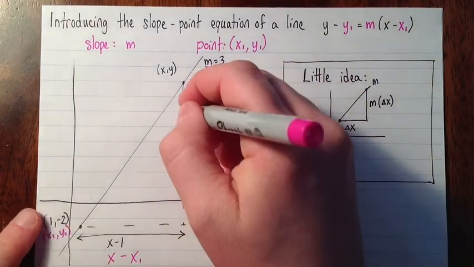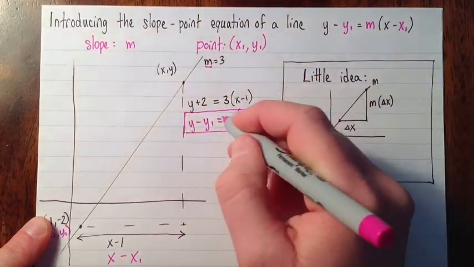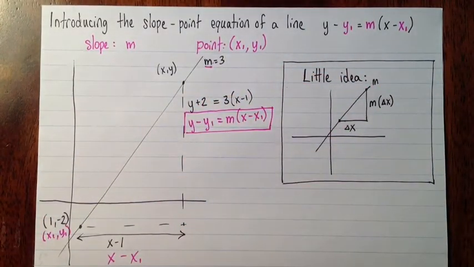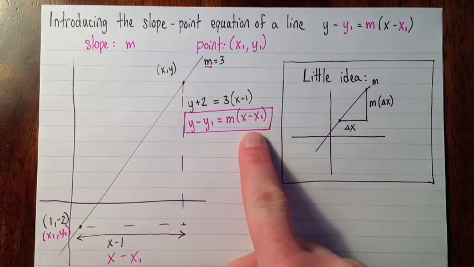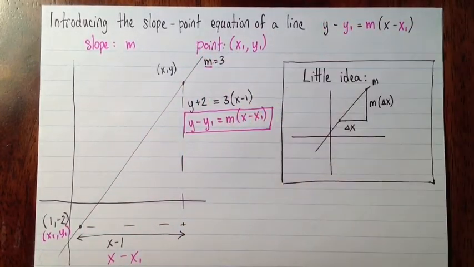So there it is. This is the idea behind slope-point form. That's why it works, just because of what the slope means. It's really useful because often we'll need an equation of a line to solve a problem, and if we use the slope-point form, we can use any old point on the line, it doesn't matter which one, and the slope, and we can get an equation of the line. Okay, good luck.